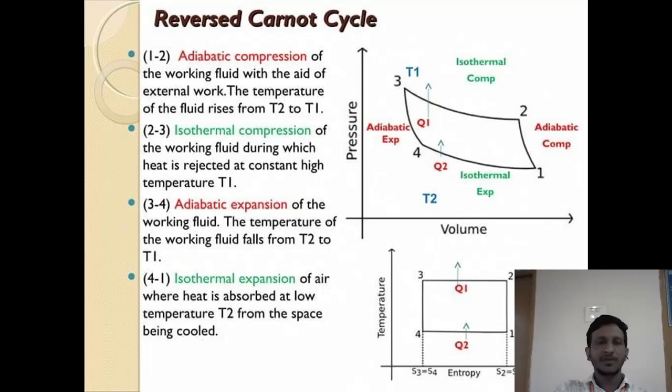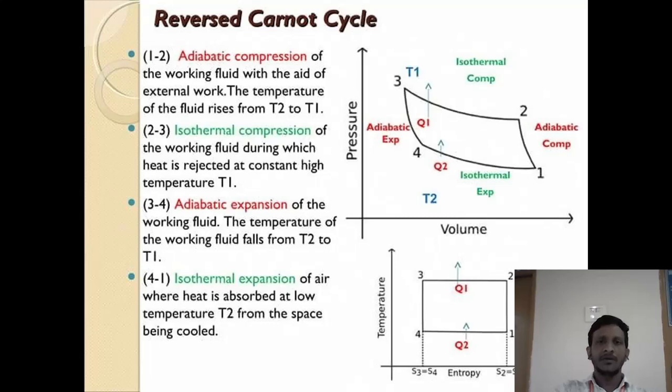The process 1 to 2 shows the adiabatic compression of the working fluid with the aid of external work. We get external work from the compressor or external electrical devices to start the compression process, and the refrigerant is compressed in an adiabatic manner. At that time we keep the entropy constant, but the temperature increases from T1 to T2. Process 2 to 3 is the isothermal compression. When you increase the pressure, temperature also increases, but here we keep the temperature constant while increasing the pressure.